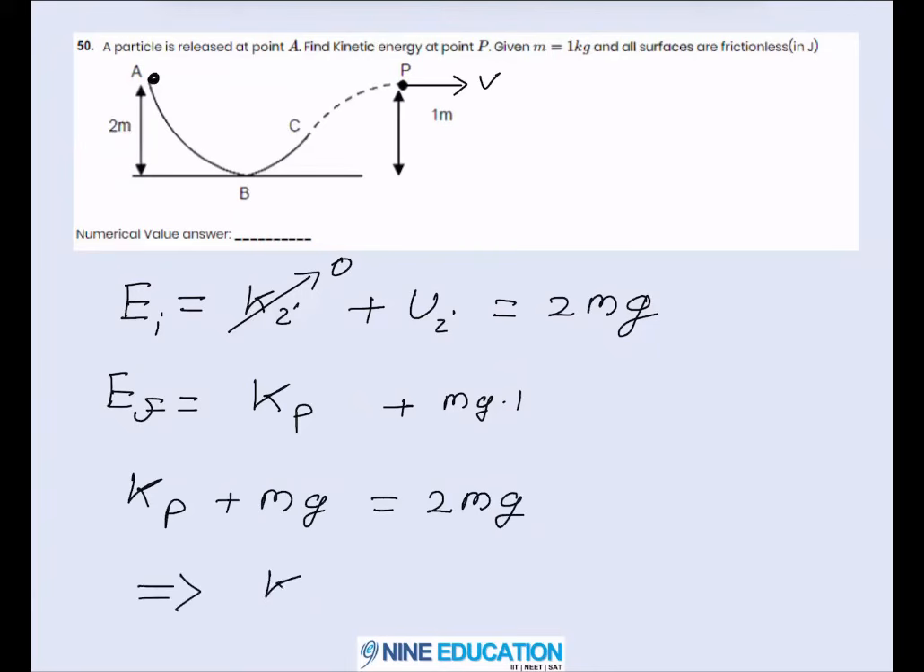So what do you think the value of the kinetic energy at the final position is? It is 2mg minus mg, which will be equal to mg itself. Now mass is 1 kg and gravity is 10, so that will be 10 joule. So the answer is 10.